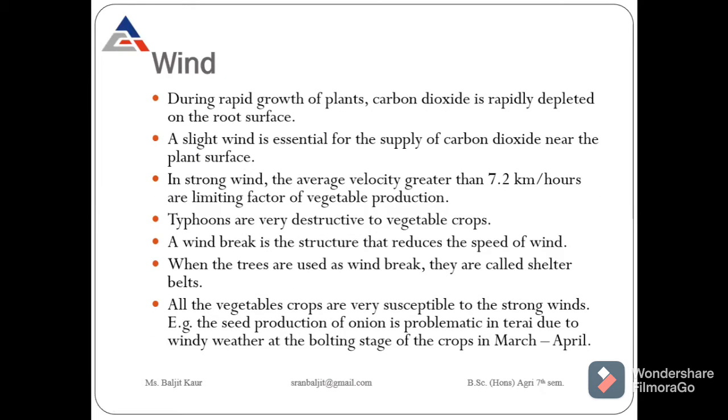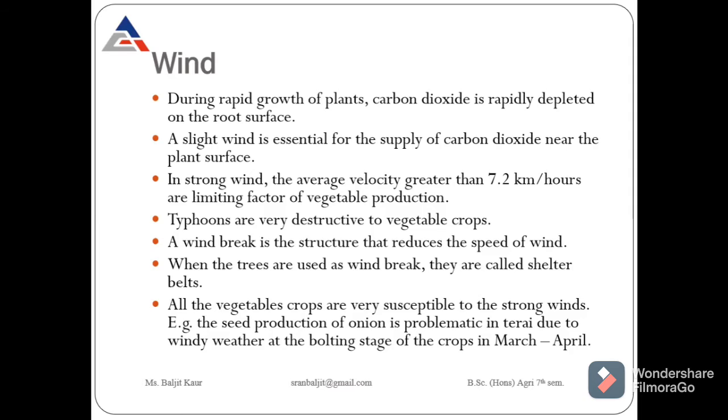Next is wind. Wind again is also having a role in the growth of the vegetables as well as at the time of maturity, at the time of flowering. A slight wind is essential for the supply of carbon dioxide near the plant surface. But when there are strong winds, it will harm the vegetable production. There are typhoons which are very destructive to the vegetable crops.